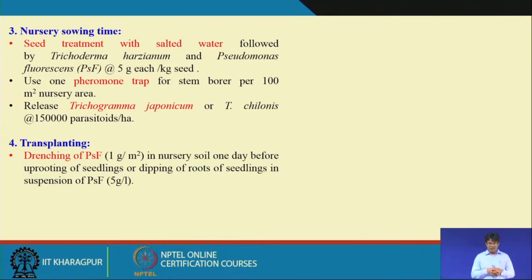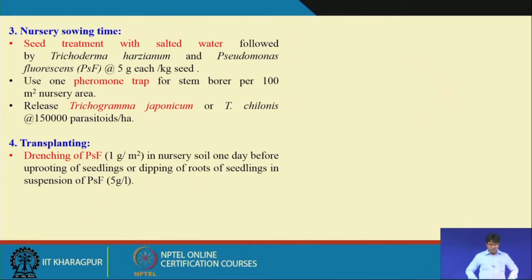Use pheromone traps also in the nursery bed to control the stem borers, and one pheromone trap can be used per 100 square meter of nursery area. And also you can release Trichogramma japonicum or Trichogramma chilonis, around 150,000 parasitoids per hectare, to control any insect pest and disease in the nursery bed.